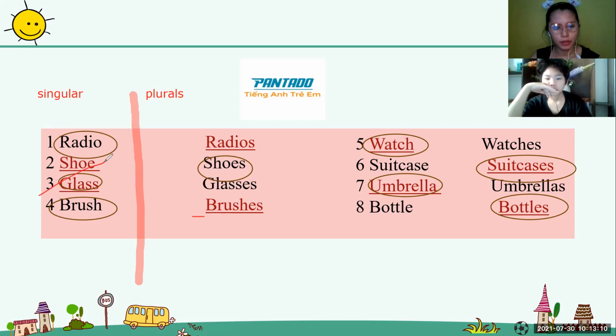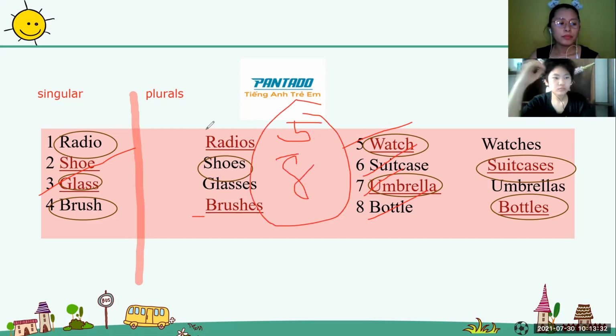Okay, you're correct for 3. Correct for 5, watch. For number 6, suitcases. Okay, very good. 7, umbrella, very good. And number 8, bottles. Okay, good job. So you got 5 out of 8. By the way, the plural for radio is radios. Mostly it's many, so there is an S. Okay, do you understand that one? Okay, so very good.